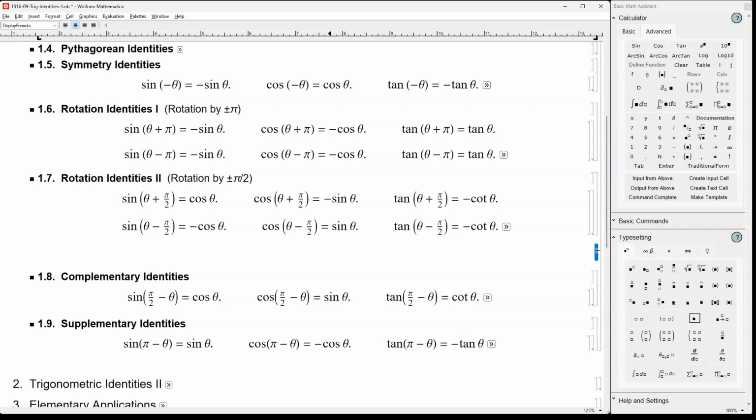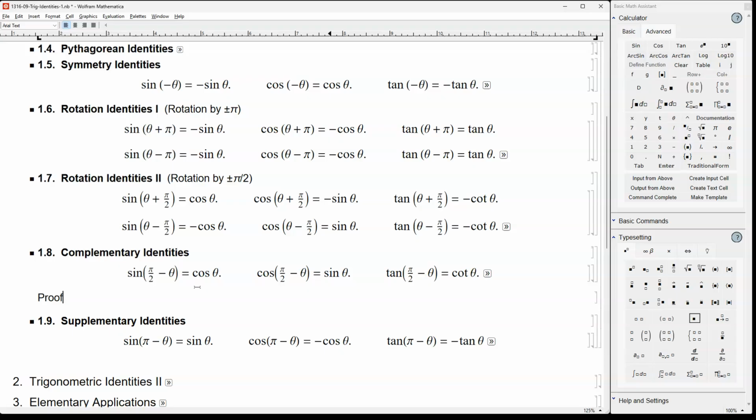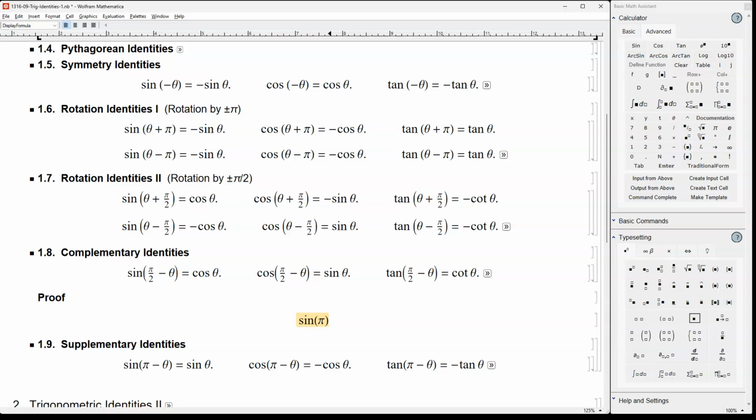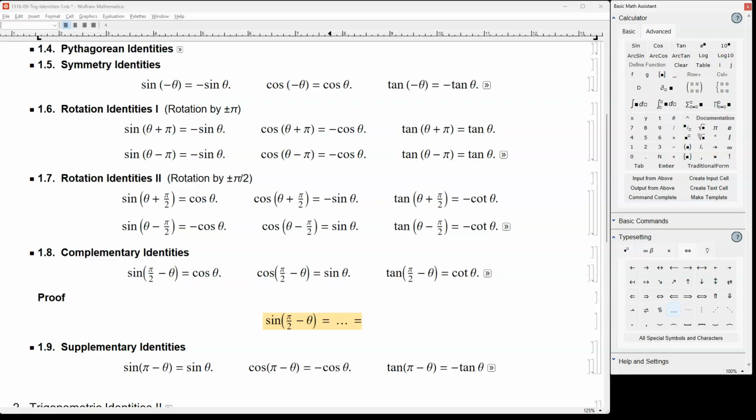So this time, we're not going to use those pictures, those circle diagrams. Instead, we're going to use previously proven formulas. Sine of pi over 2 minus theta, and then somehow you have to work it out, and prove this is cosine of theta. Your job is to fill in the middle part. How would you do that?